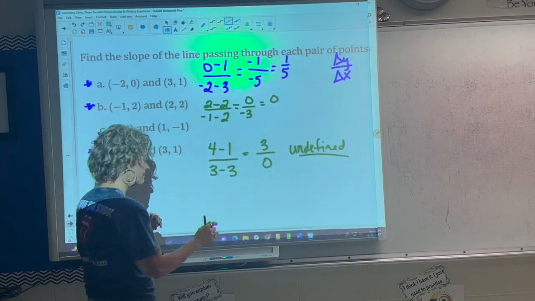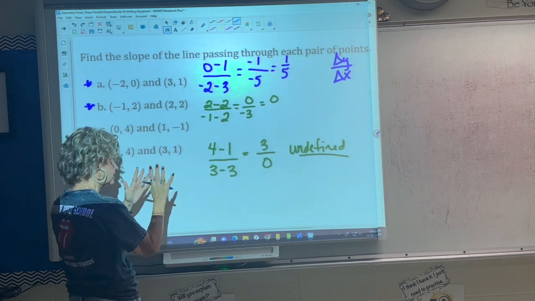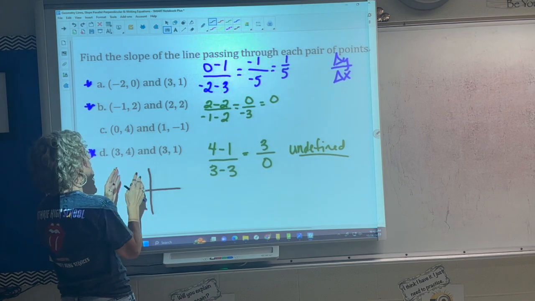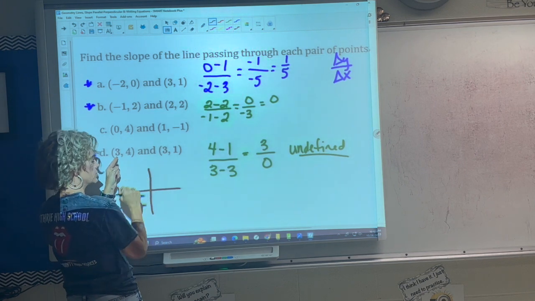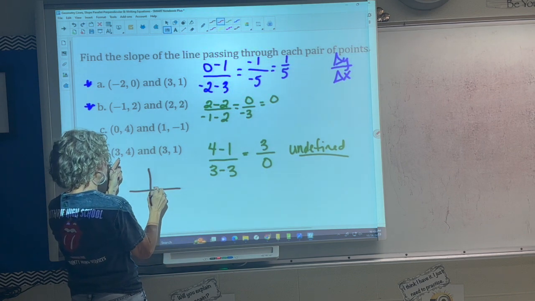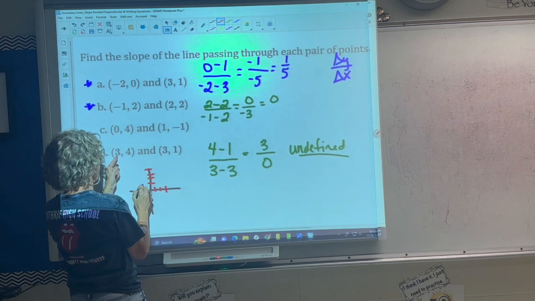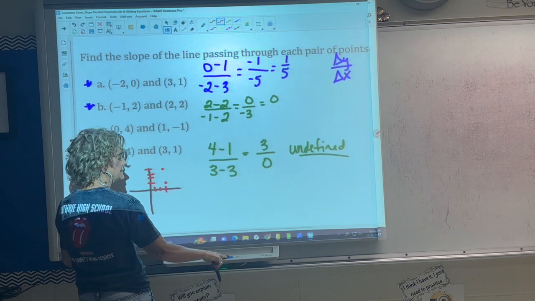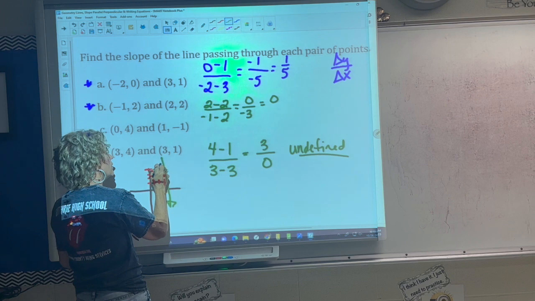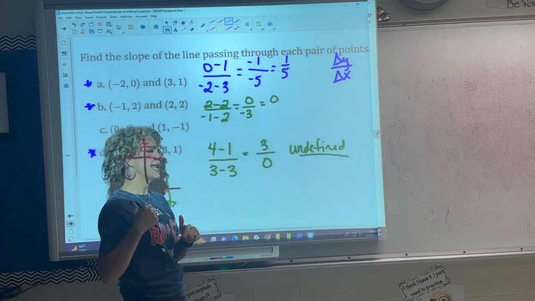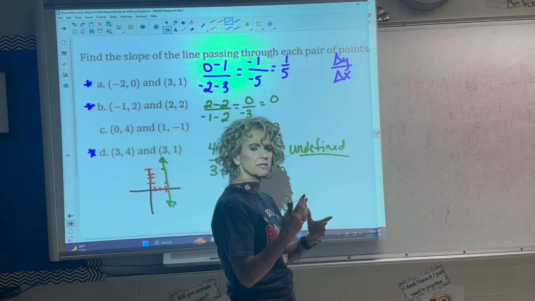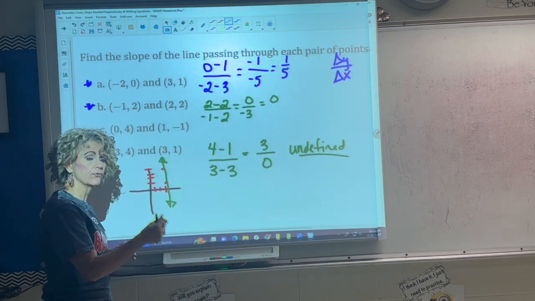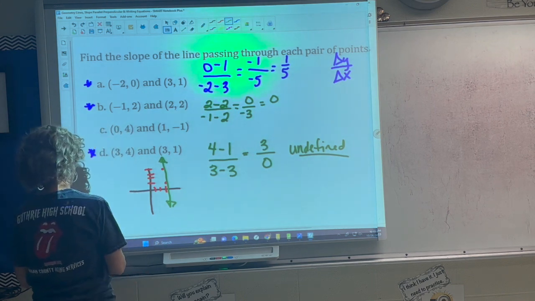And actually, let's think about it. This is a vertical line, but let's say we don't know that. I've got my graph right here. A line contains these 2 points. I've got 3, 4 right there, and then I've got 3, 1. That is a vertical line. The slope of every vertical line, all the time, is undefined. You have an undefined slope on every single vertical line that you have.